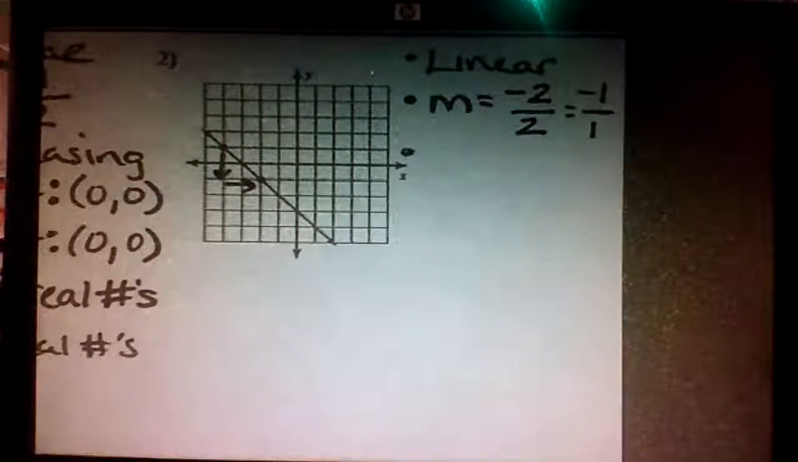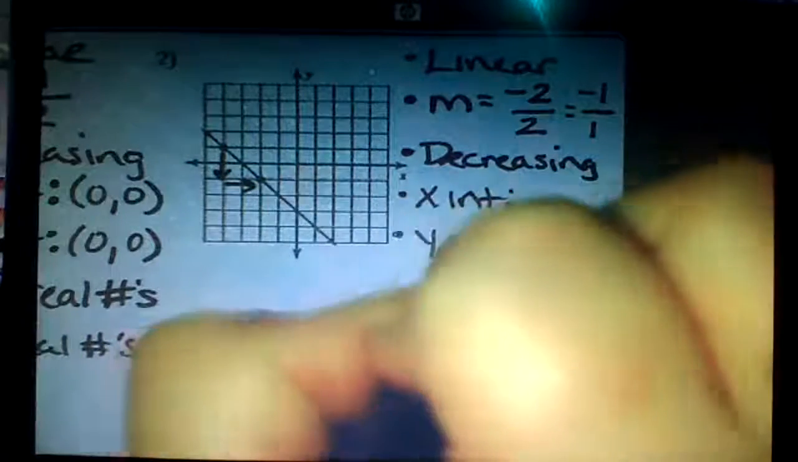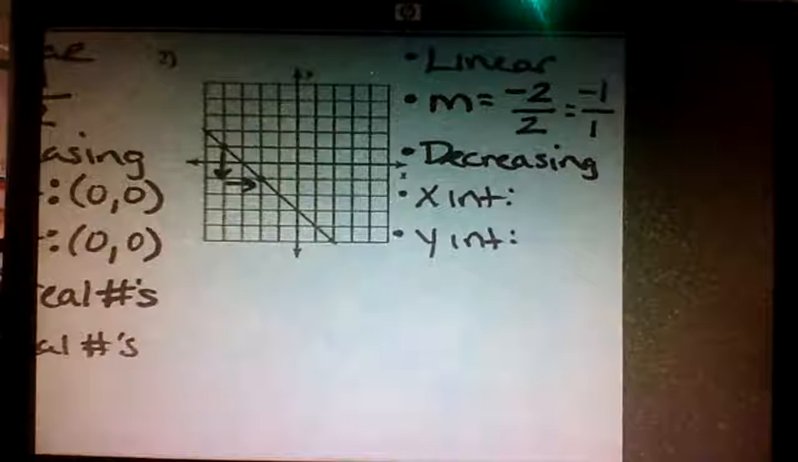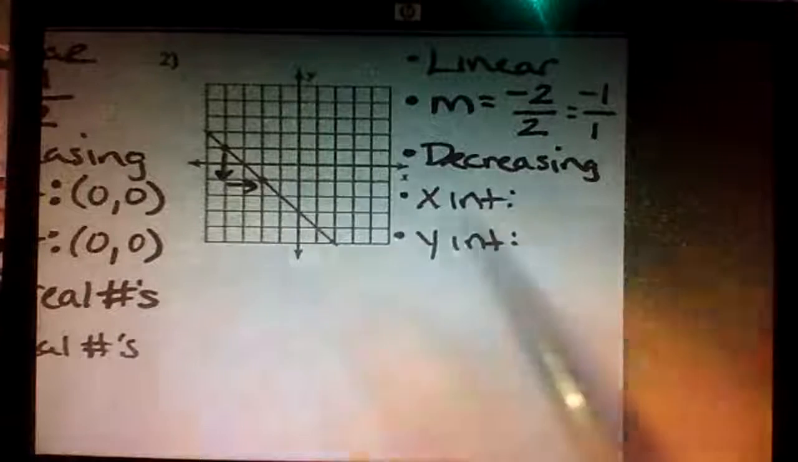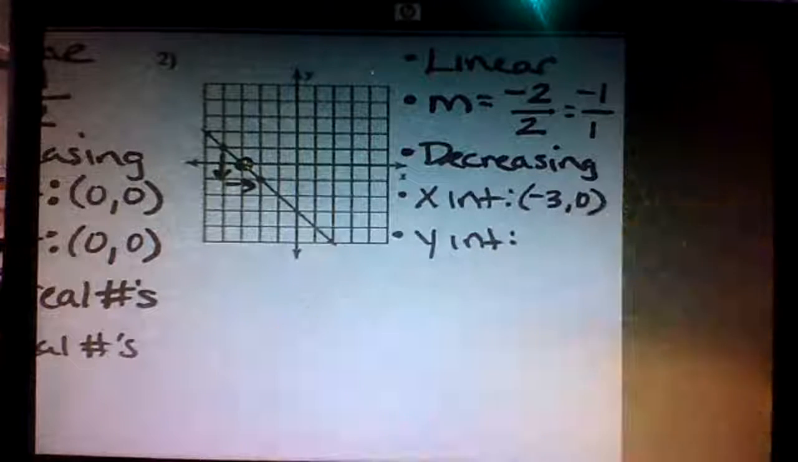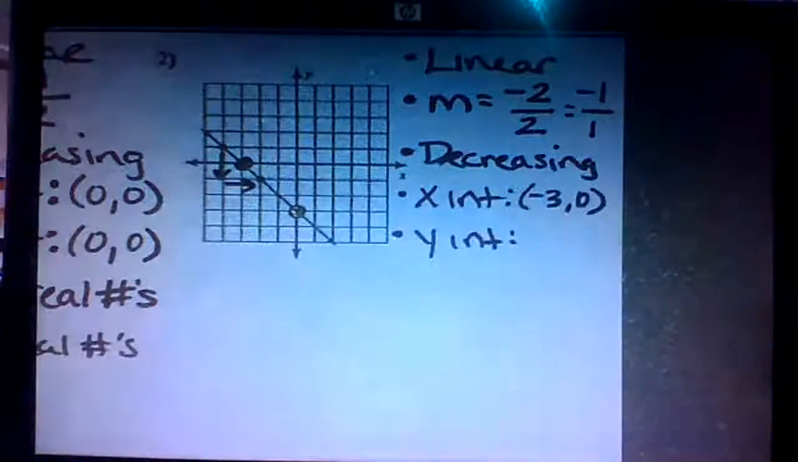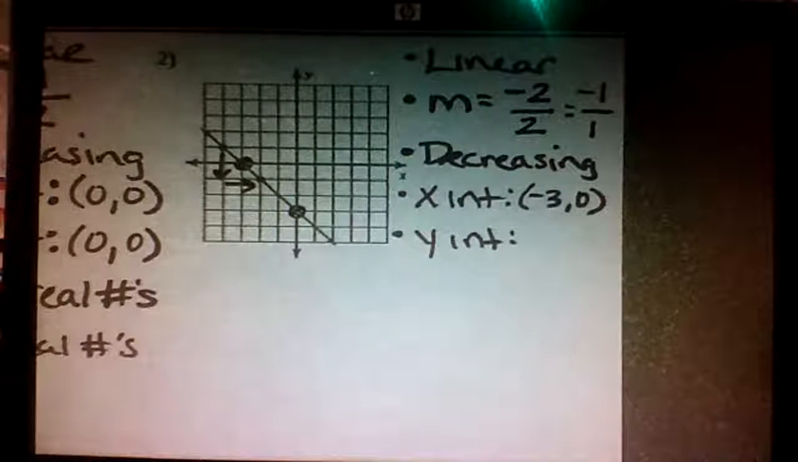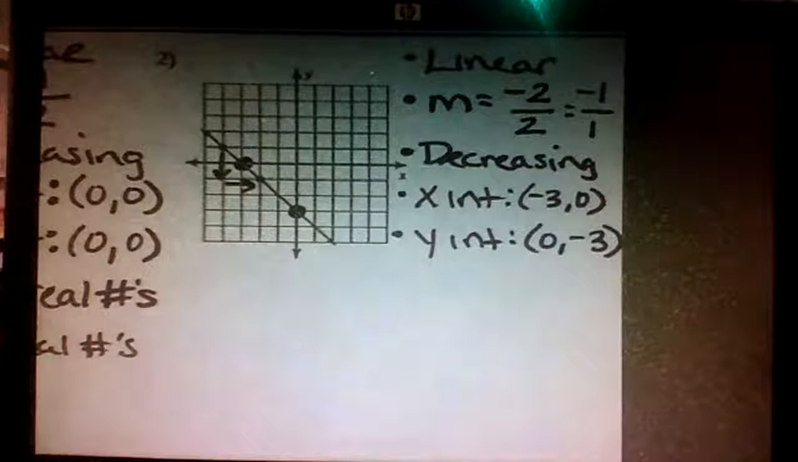Okay. What else do we notice about this graph? It's decreasing. What's my x-intercept? -3. Okay, it crosses my x-axis right here. So -3, 0. My y-intercept is where it crosses my y-axis. 0, -3. Remember, x, y. Okay.